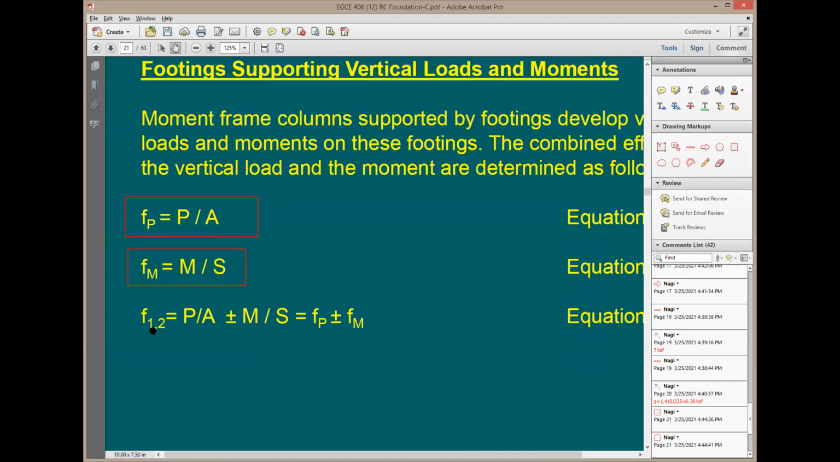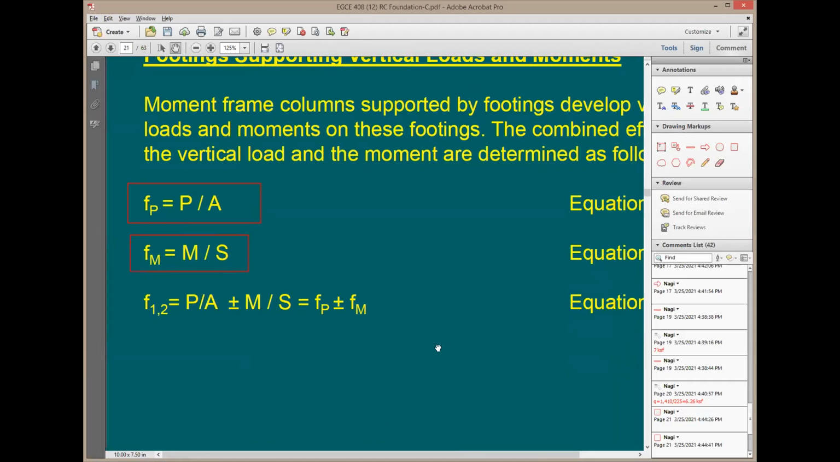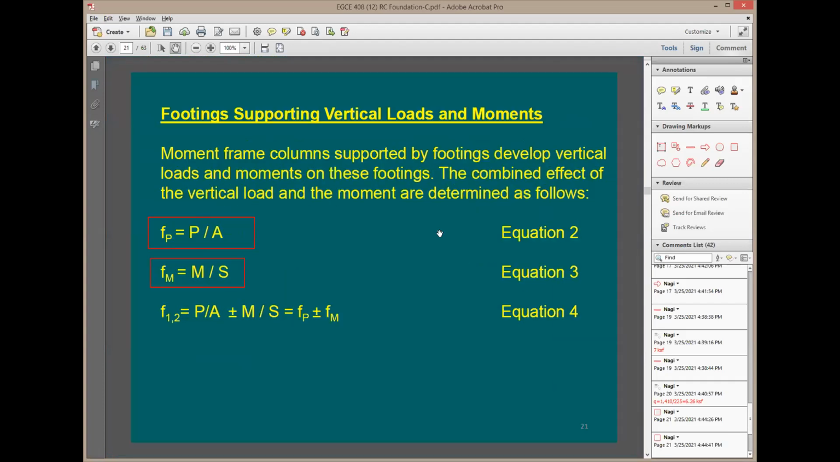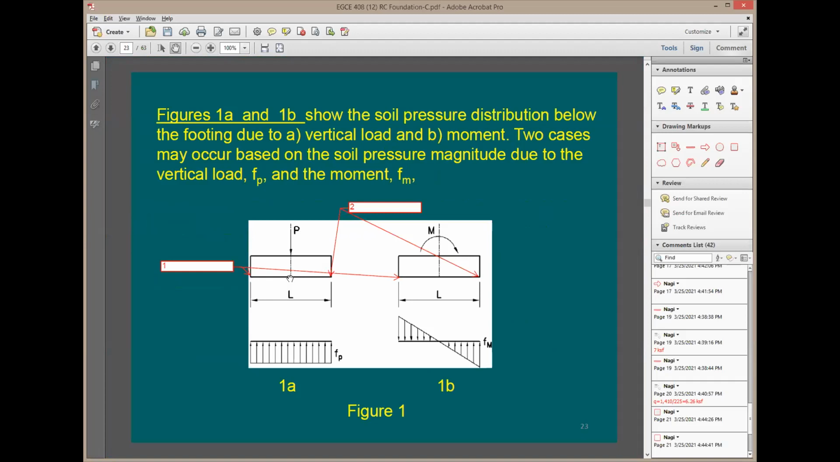This is the reason that I'm going to be talking here about the last equation. It says here in the last equation, the stress is going to be equal to Fp, which means P over A, plus or minus Fm. Why plus or minus? Because at one time it's going to be additive, the compression, and the other side is going to be subtractive. So let's move here to this picture. Now, which side is going to be additive? Side 2 or side 1? Side 2, absolutely, this is correct.